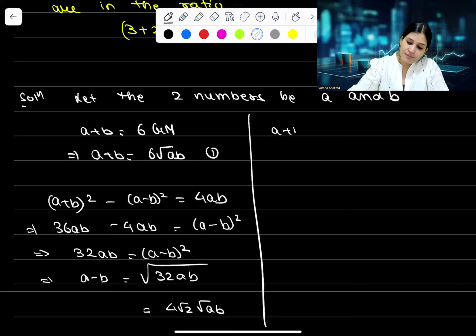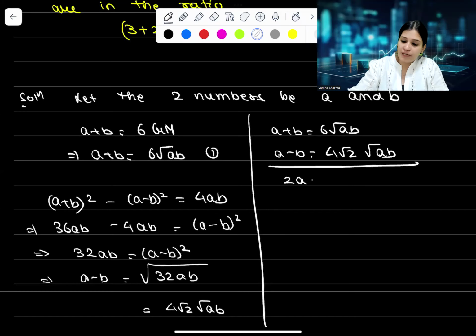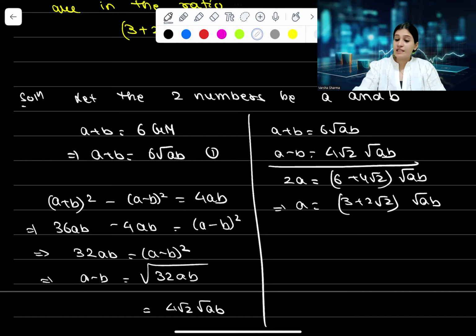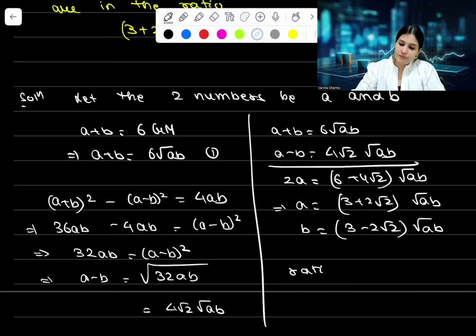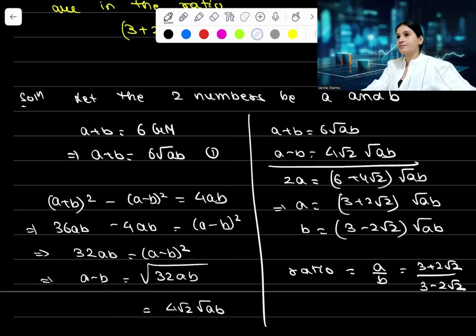So now we have A plus B is 6 root AB. A minus B is 4 root 2 root AB. If I add, I get twice A, which is 6 plus 4 root 2 root AB. Cancelling 2, 3 plus 2 root 2 root AB. Now if I subtract the same equations, we get B equal to 3 minus 2 root 2 root AB. So, ratio A by B is 3 plus 2 root 2 by 3 minus 2 root 2. Root AB cancels out.